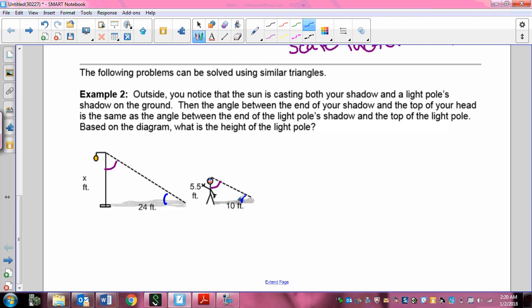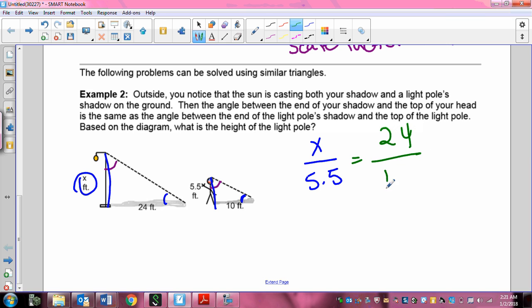Okay, so let's look at our proportions. So we know our side lengths have to be proportional. And we're going to try to find out how tall this light pole is. So we're going to do height over height. So x over 5.5. And I started with the light pole. I have to have the light pole on top always. So then I have to keep the light pole on top. So I'm going to have equals 24 divided by 10, which is going to be shadow over shadow.